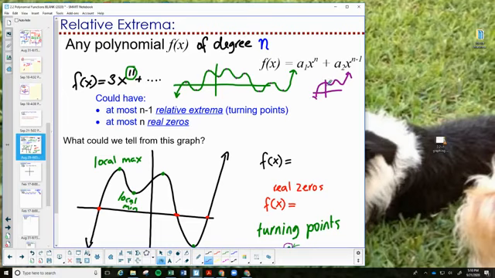Do all turning points end up giving you a point on the x-axis? No. When you're turning around like this without going past the x-axis, this implies the polynomial actually has complex zeros, complex roots. So that's what this next line here is about. Real zeros give you x-intercepts.